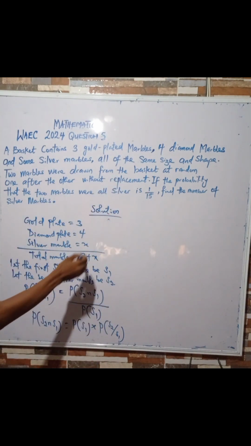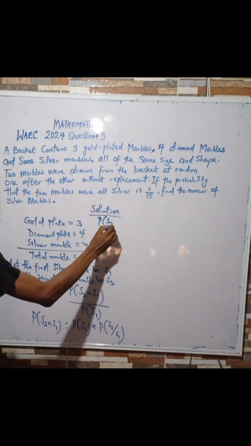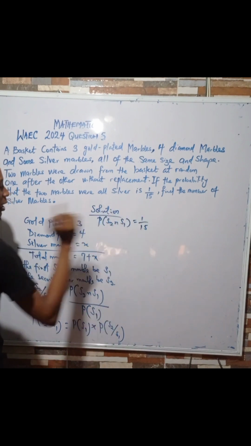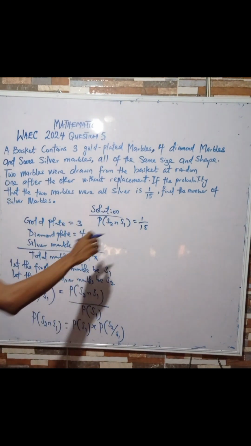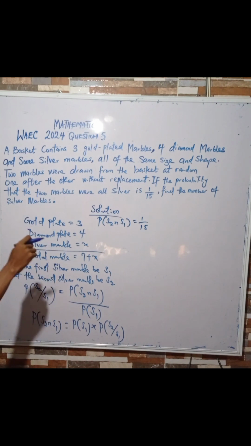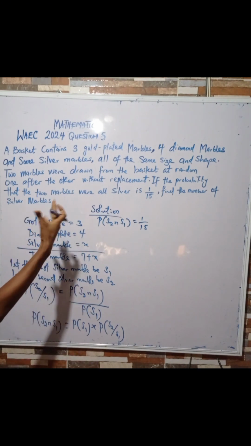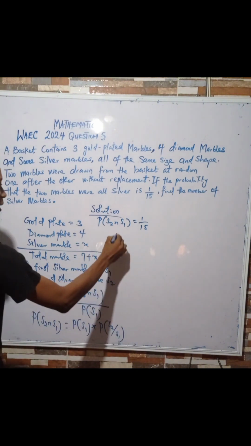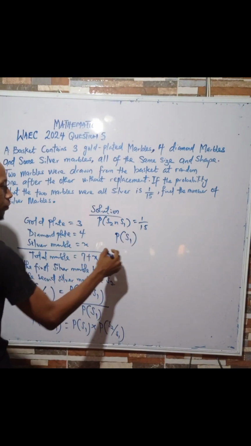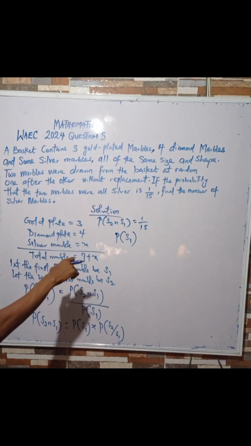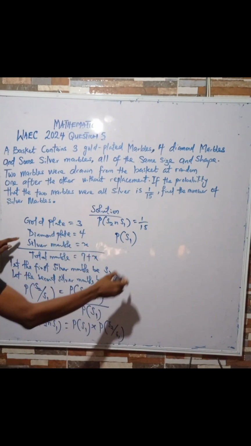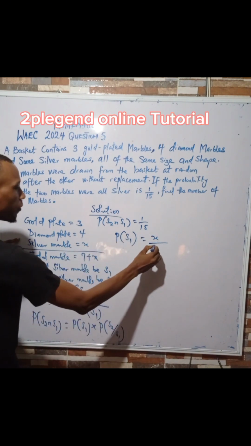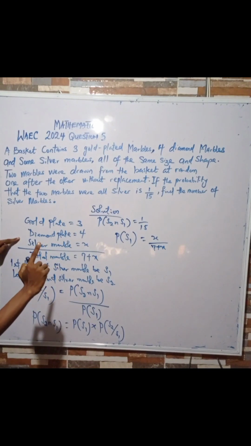In that case, we are given the probability of x2 and x1 to be equal to 1/15. That's what we're given. So to find the number of silvers available, if two marbles are selected, the probability of selecting the first marble to be silver will be x over 7 plus x. That's condition number 1.